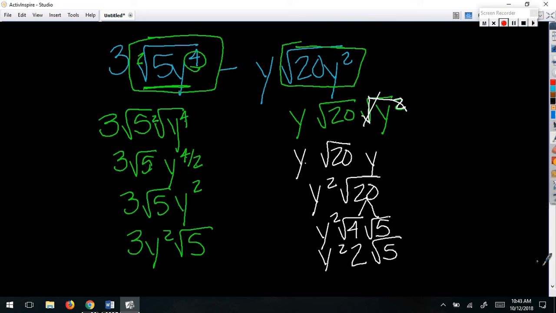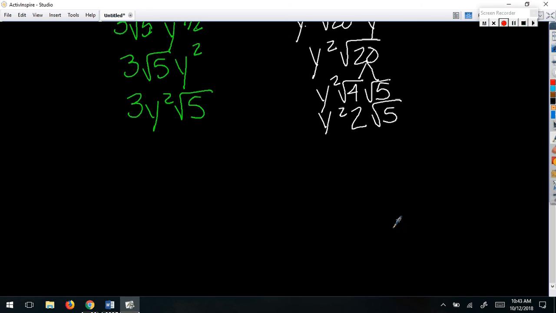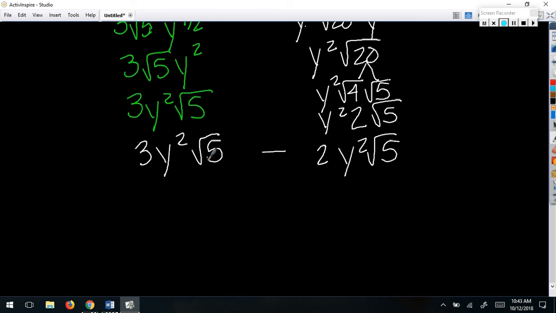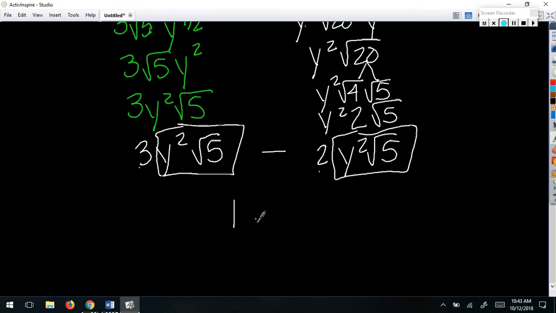So if I write this one kind of like the other one, what I end up with is 2y squared square root of 5. Remember, initially I was subtracting these. I have like terms. Look at this, y squared square root of 5, y squared square root of 5. So all I have to do is combine the coefficients. 3 minus 2 is 1. And I have subtracted those.